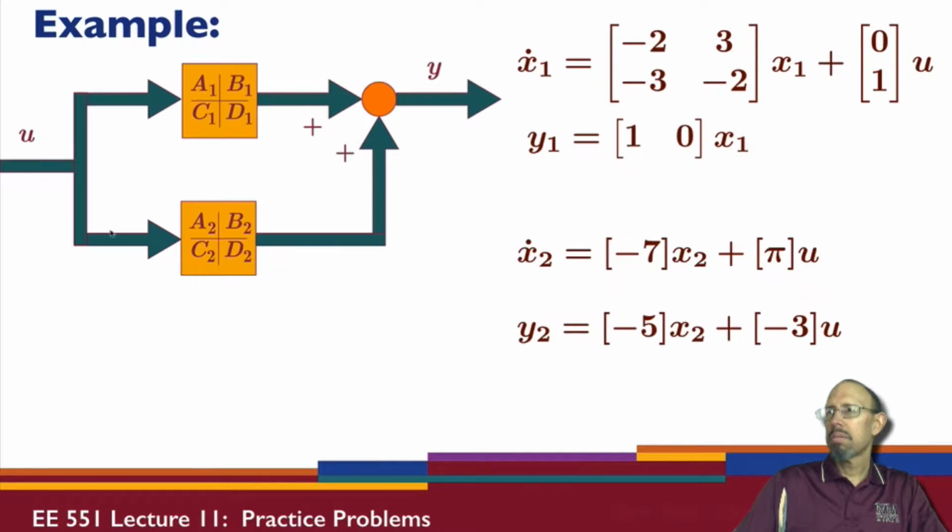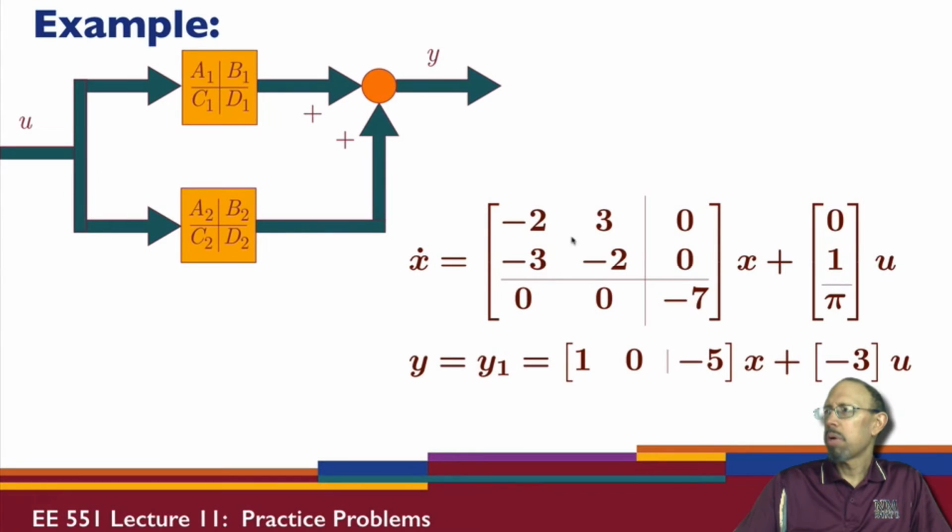this parallel interconnection of systems. And here are my systems. So here's A1, B1, C1, A2, B2, C2, and D2. I can now use the form that I have already derived and plug these A1, B1, C1, D1, and so forth into it and obtain the state model. And this is the state model that I get.